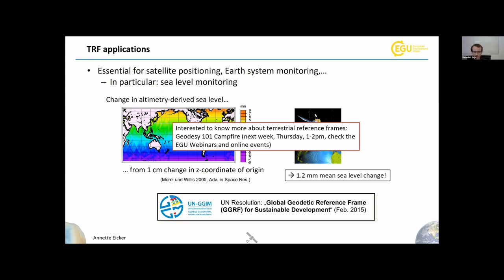And in that context, I should finally also mention that the reference frames are also supported now and officially recognized by the United Nations. There has been a resolution on a terrestrial reference frame in order to maintain them and improve them into the future. And with that, I will now finish the geometry part and hand over back to Andreas.